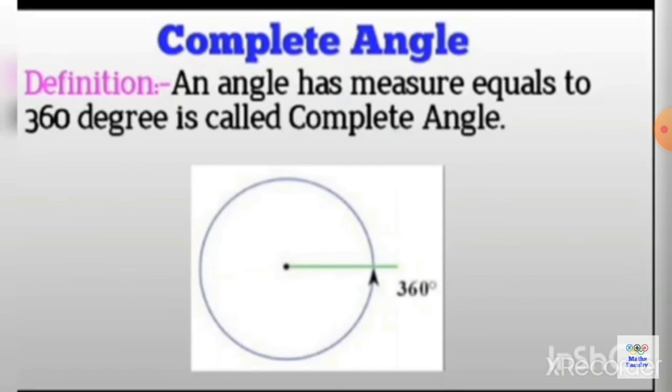They make an angle. Now complete angle. Definition: an angle whose measure equals 360 degrees is called a complete angle. It is the complete angle, 360 degrees. They make an angle of 360 degrees.